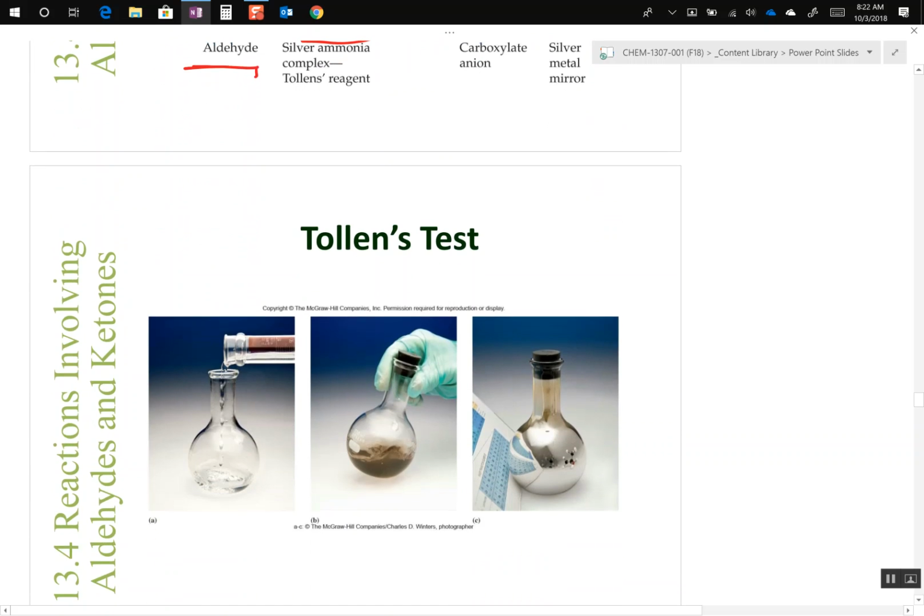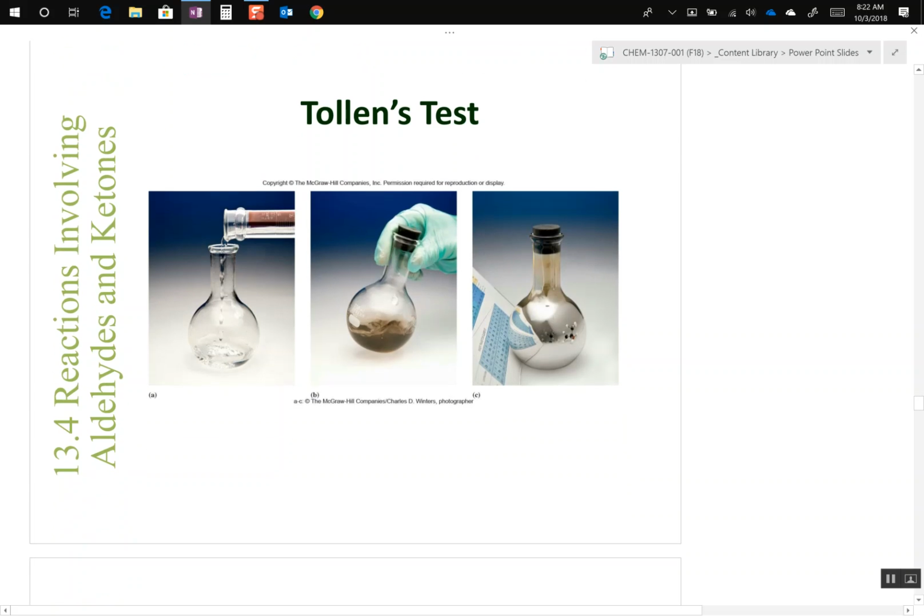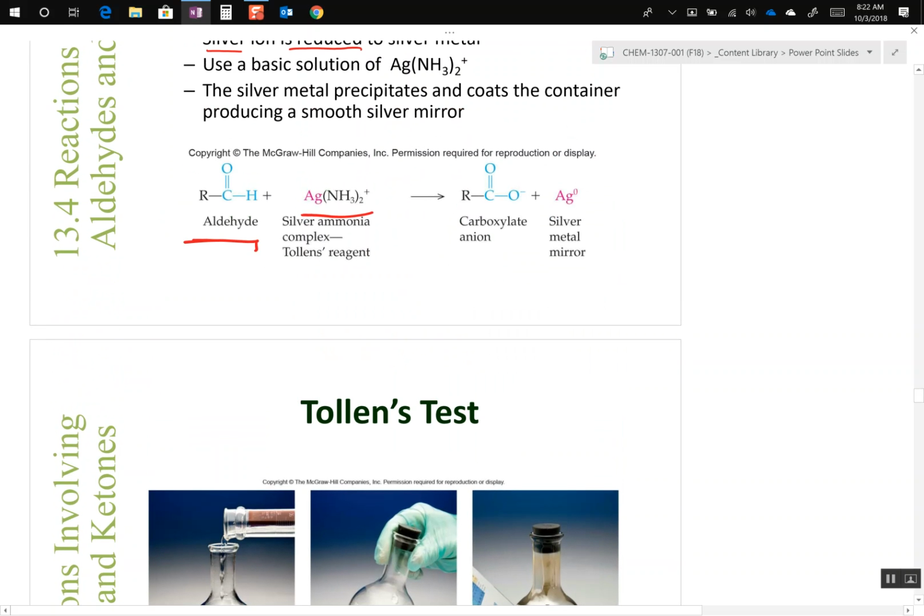Okay, so here's an example. They're testing it inside of this flask. So the addition of the reagents and the aldehyde or ketone to be tested. And then you mix it up, and a mirror coats the glass, and that would indicate that this is an aldehyde, because the aldehyde has to oxidize to that carboxylic acid anion.